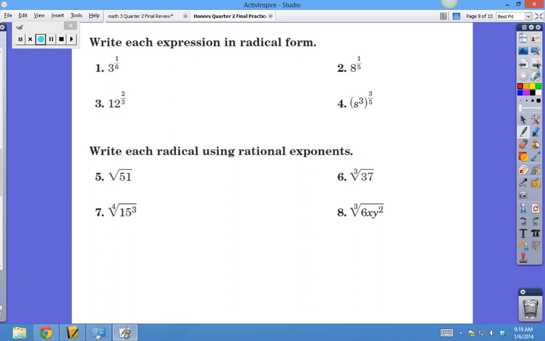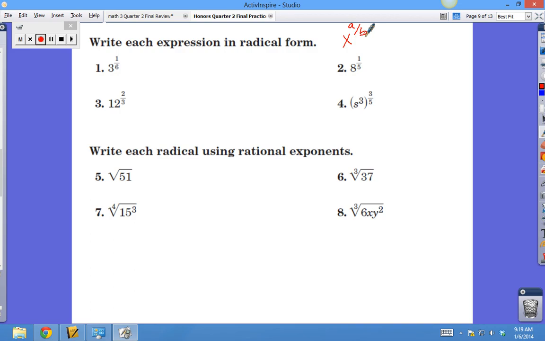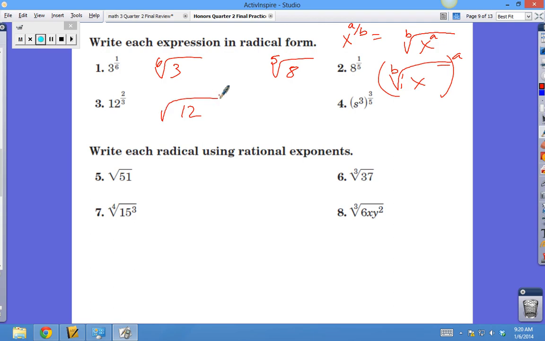Alright. Okay, here's where we want to start practicing. Here's what you got to know. If you have x to the a divided by b, that is the same thing as x radical a b. Or x radical, your b is going to go here as your index, and your a, either way. So 3 to the 1/6 is going to be the 6th root of 3. Number 2, 8 to the 1/5 is, you're cutting it into fifths, so it's going to be the 5th root of 8. Number 3 is going to be 12 to the cube root.